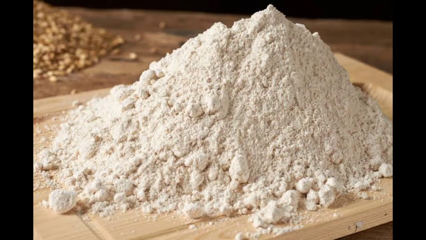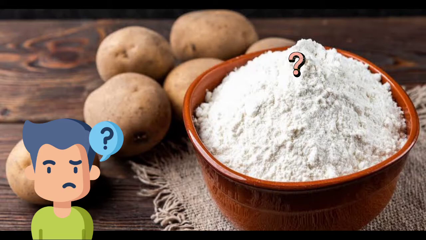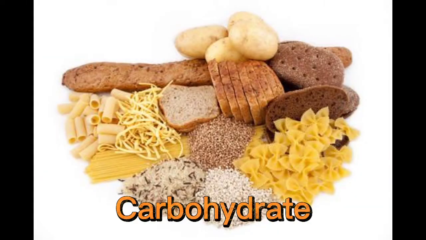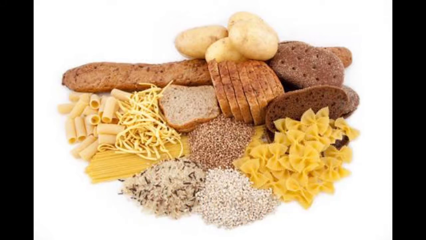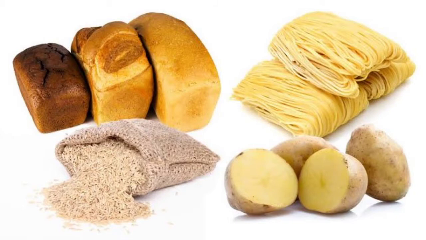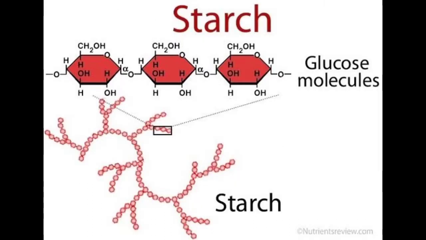Starch. What is starch? A starch is a carbohydrate that can naturally be found in many grains and vegetables, such as wheat, potatoes, rice, beans, and many more. It is a polysaccharide that is formed by units of glucose and is responsible for the storing of energy of plants and a source of sugar for animals.